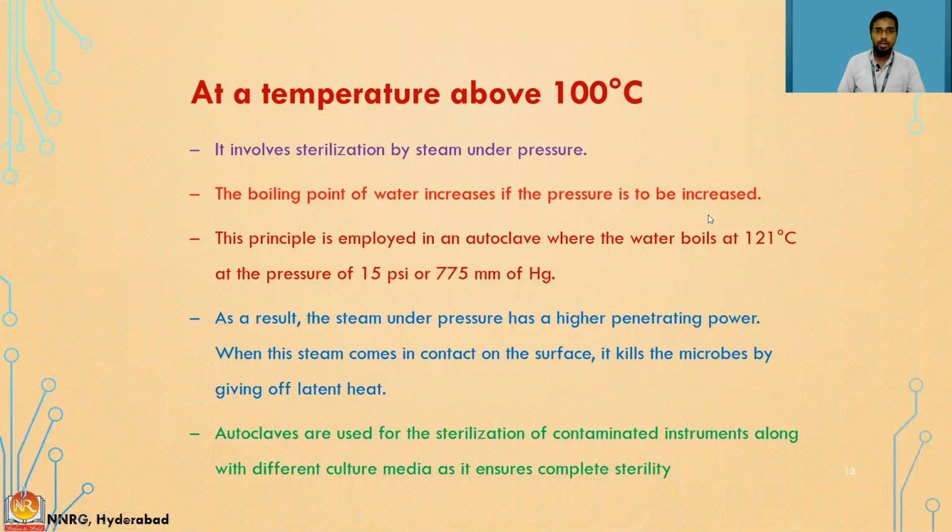Basically, when you heat water, water vapors keep on coming out. When water vapors are coming, the vapor itself has some pressure, vapor pressure. That pressure continuously increases, isn't it? This principle is employed in an autoclave as discussed, where the water boils at 121 degrees centigrade at a pressure of 15 psi, or 775 mm of Hg. As a result, the steam under pressure has a higher penetrating power, because of the heat produced. The bacterial cell molecules will get farther apart.